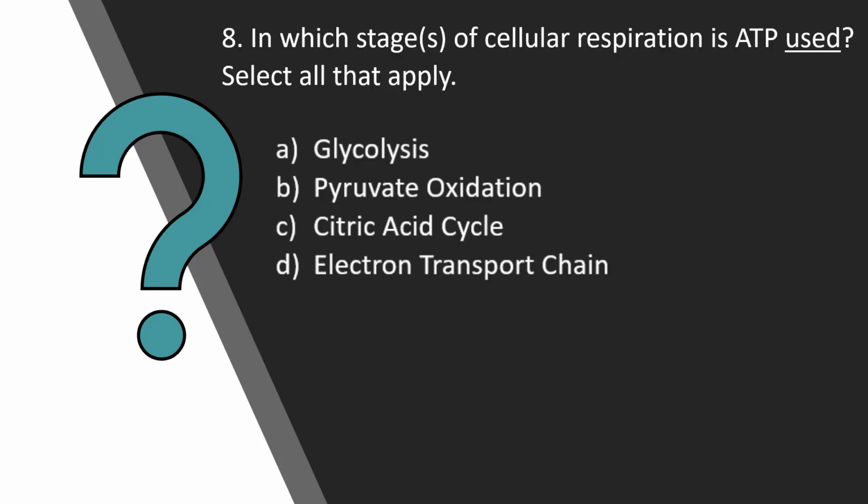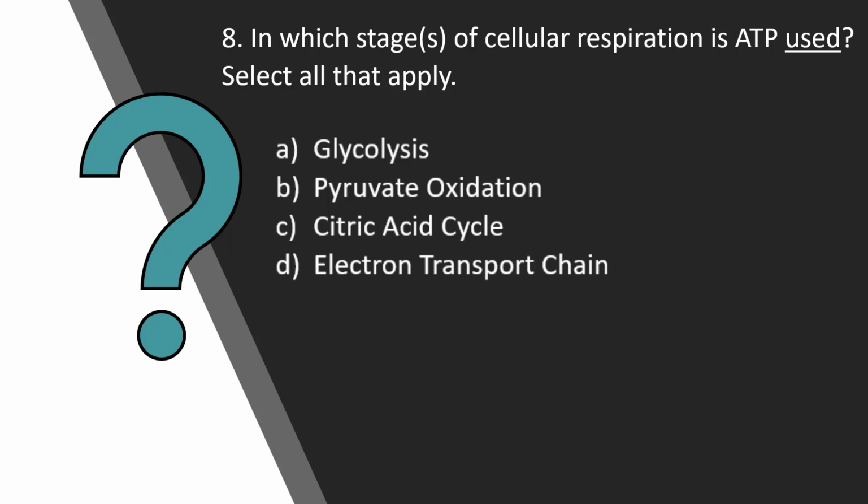So here's the next question, and it's related. In which stage or stages of cellular respiration is ATP used? The previous question asked about where ATP is generated, but this one is asking in which stages of cellular respiration is ATP used? Select all that apply. Is it glycolysis, pyruvate oxidation, citric acid cycle, or the electron transport chain? Pause the video and then we'll talk.